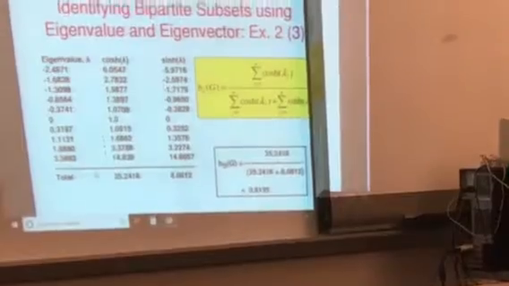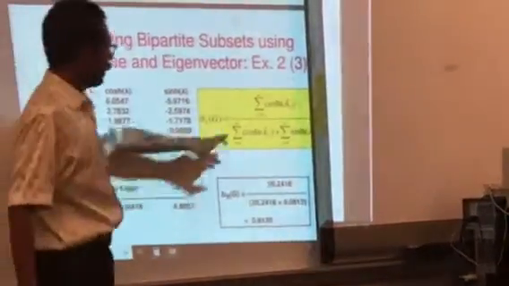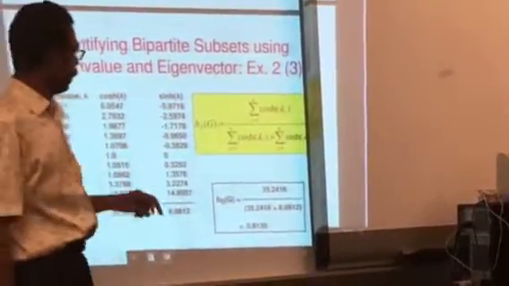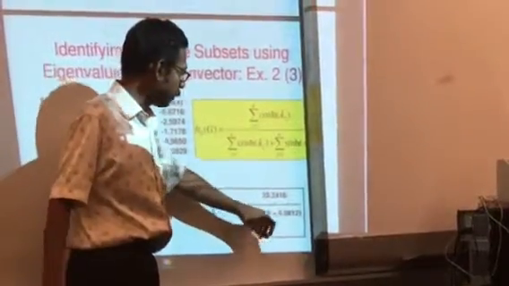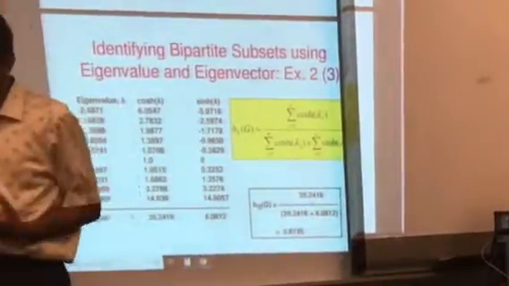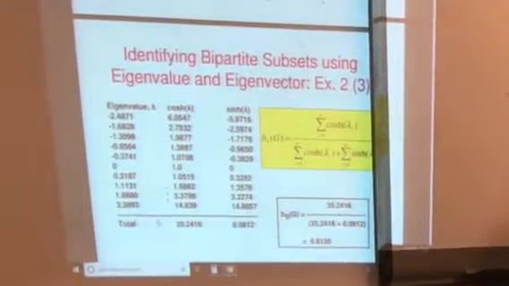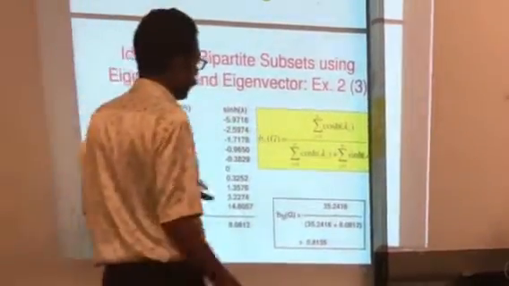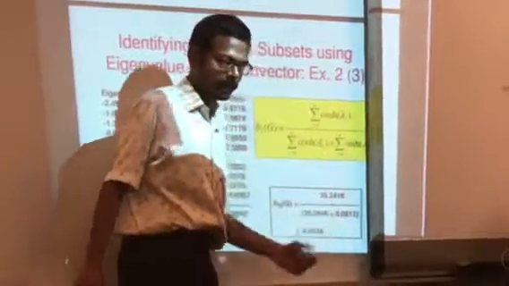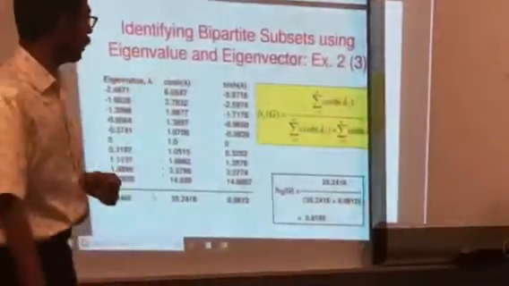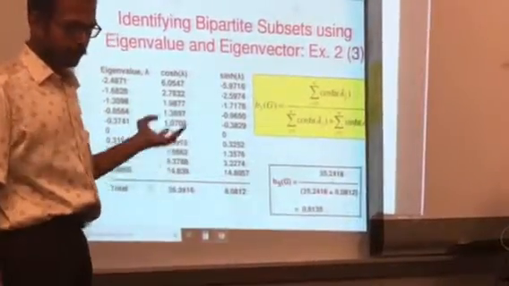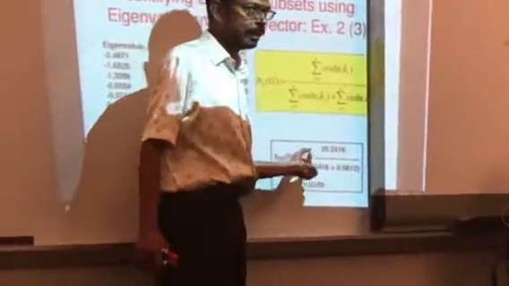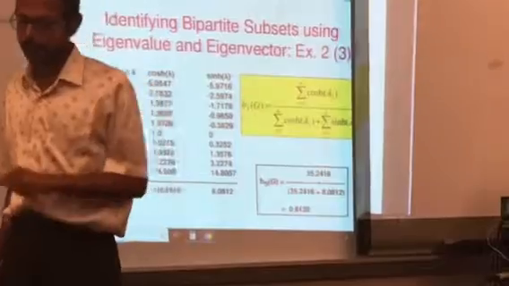The formula for the bipartite index is the sum of all the cosh values divided by the sum of all the cosh values plus the sum of all the sinh values. So 35.2 over 35.2 plus 8.08. Here the sum of sinh values is not 0. That itself is an indication that the bipartite index is going to be less than 1, because for this ratio to be 1, the sum of all the sinh values should be 0. Now the denominator is larger than the numerator, so the ratio will be less than 1. How close it is to 1 indicates how close the graph is to being bipartite.